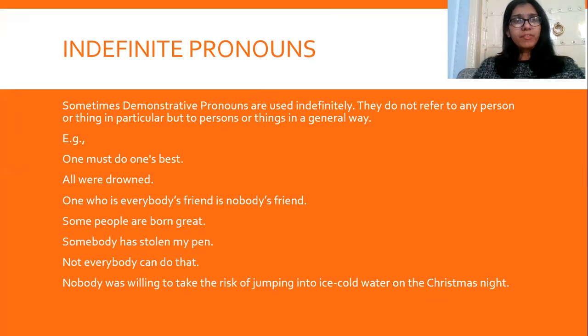Now, we are going to talk about indefinite pronouns. Some demonstrative pronouns are used indefinitely. That is, they do not refer to any person or thing in particular, but they refer to persons or things in a general way. That is, one must do one's best. Here, one is not someone particular. It is a general statement we are making. We are talking about persons in a general way, all world round. One who is everybody's friend is nobody's friend. This is important to note. So we're not talking about anyone particular. We're talking about the general one, the general person who's everybody's friend is actually nobody's friend.